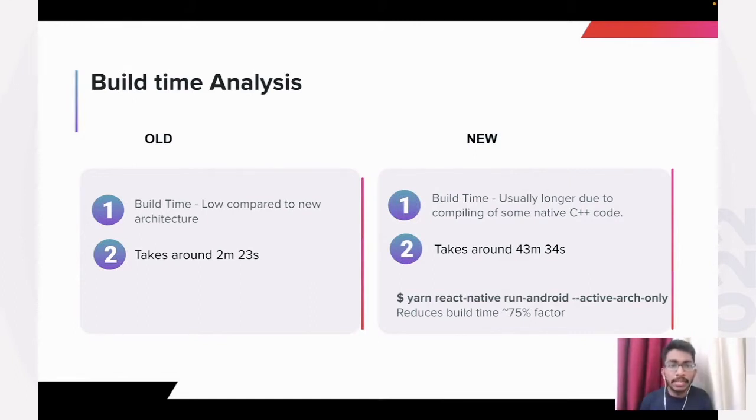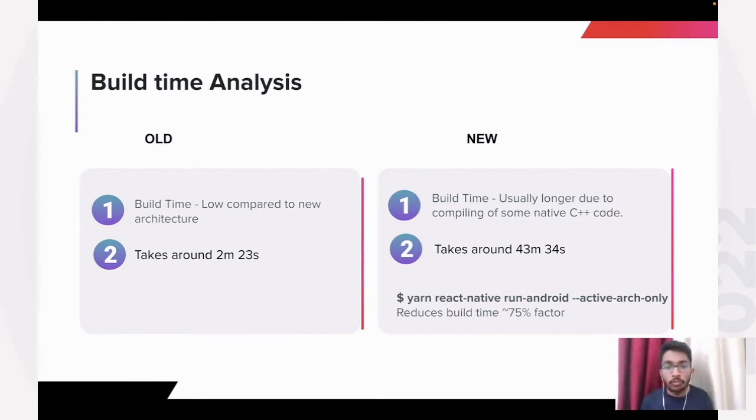Next, coming on to the analysis, the parameter over here is build time. For building a very simple application with the old architecture, the build time is comparatively low as compared to the new architecture. It takes around 2 minutes and 23 seconds, as you can see. But with the new architecture in place, building the same application, the build time is usually longer, and this time is due to the compiling of some native C++ code. It roughly takes around 43 minutes and 34 seconds. So here we can see a big difference in numbers between the old architecture and the new architecture.